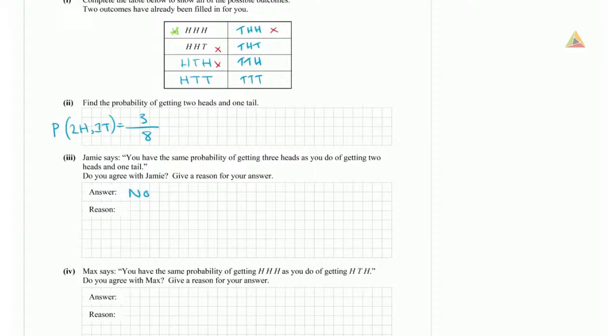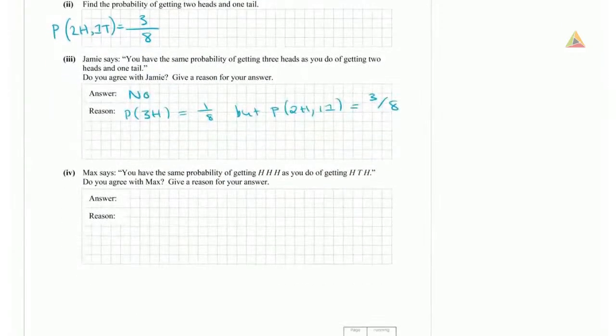And the reason is the probability of actually rolling 3 heads is 1 out of 8, which I've highlighted in green above. That's only one combination. But the probability that we worked out before of getting 2 heads and 1 tail is 3 out of 8. So we worked that out already. So that shows that Jamie is incorrect.